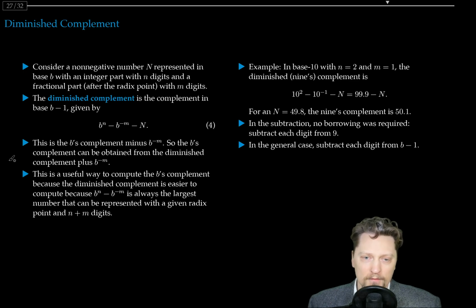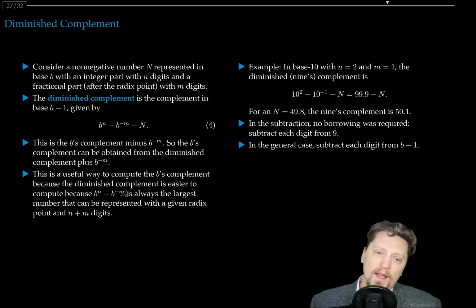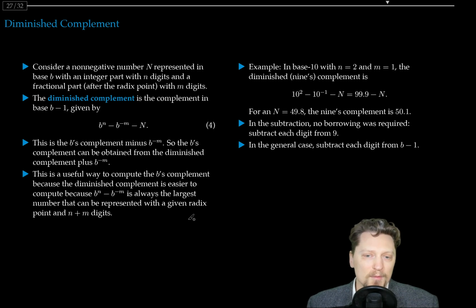This is useful to compute the b's complement because the diminished complement is easier to compute, because b to the n minus b to the negative m is always the largest number that can be represented with a given radix point in n plus m digits.